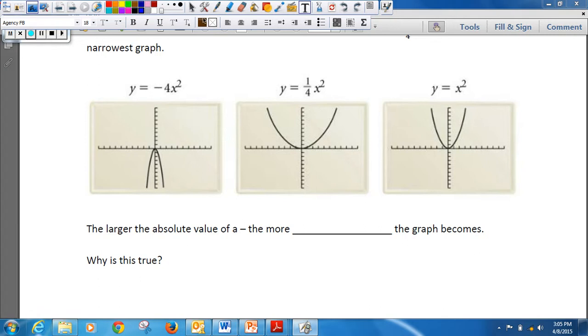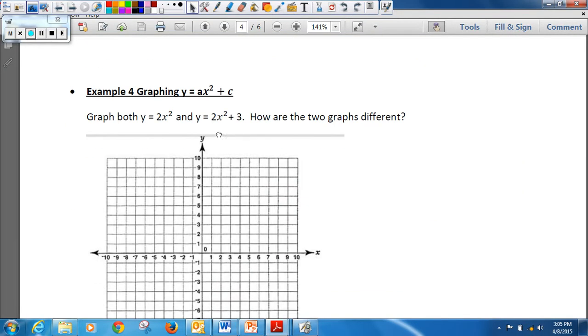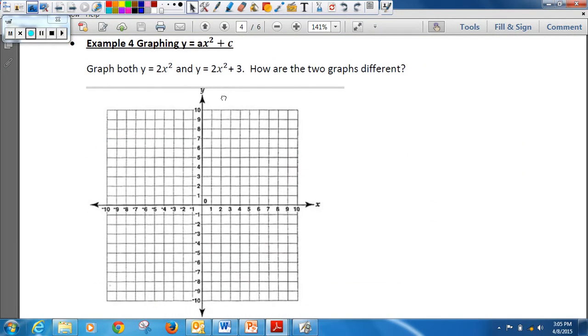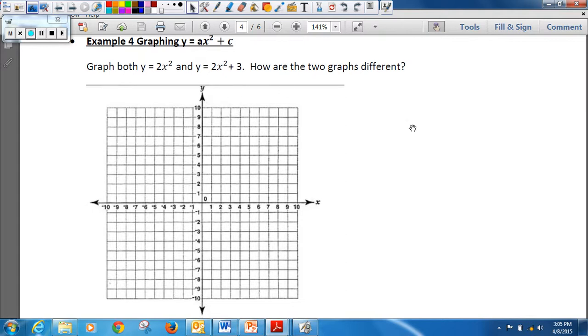Okay, example number 4 here then has us graphing. Graph both y equals 2x squared and y equals 2x squared plus 3. So now they're adding a c on it, and we want to know how a c changes the graph of a parabola, which you might remember from a section that we looked at earlier, or some of you did an extension on it. So if I look here, when we graphed it, we said we had 2 steps.